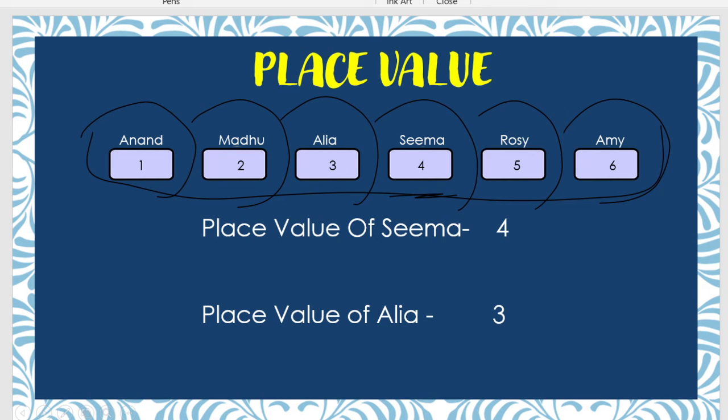So I will just give you a table. This is ones, this is tens, this is 100, this is 1000, this is 10,000, and this is lakh. So what is the place value of Seema? Yes, place value of Seema is 400. Okay, what is the place value of Alia? Place value of Alia is 3,000. 1, 2, 3,000. We have to put zeros.